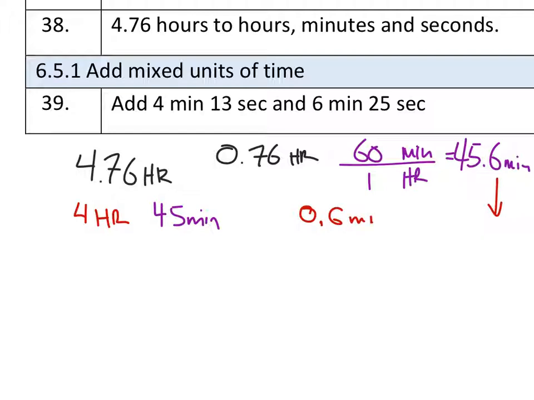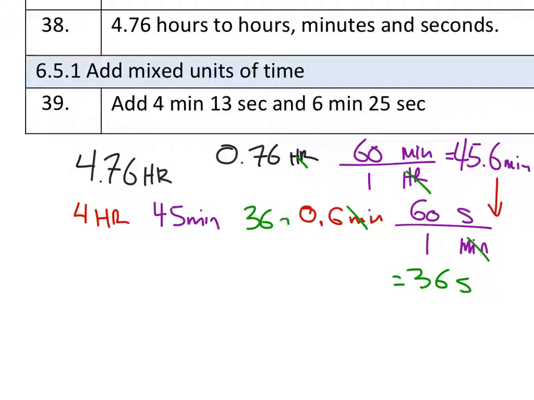So the dimensional analysis: 0.6 minutes times, what is that? That's minutes and seconds. 60 seconds every 1 minute. So we'll multiply those. Again, the minutes cancel out just like the hours did. So 0.6 times 60, and I got 36 seconds out of that. So 4 hours, 45 minutes, and 36 seconds.